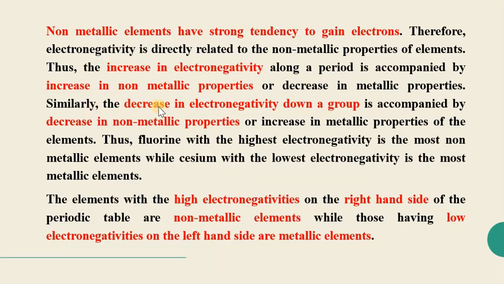Similarly, the decrease in electronegativity is accompanied by decrease in non-metallic character or increase in metallic character of the element. That's why the elements on the left side of the periodic table are mostly metallic in nature. For example, fluorine with the highest electronegativity is the most non-metallic element, whereas cesium, which has the lowest electronegativity, is the most metallic element. The elements with high electronegativity on the right hand side of the periodic table are non-metallic elements, and on the left hand side are metallic elements.